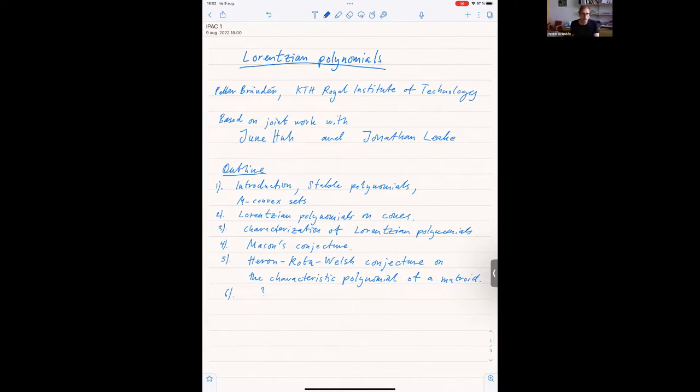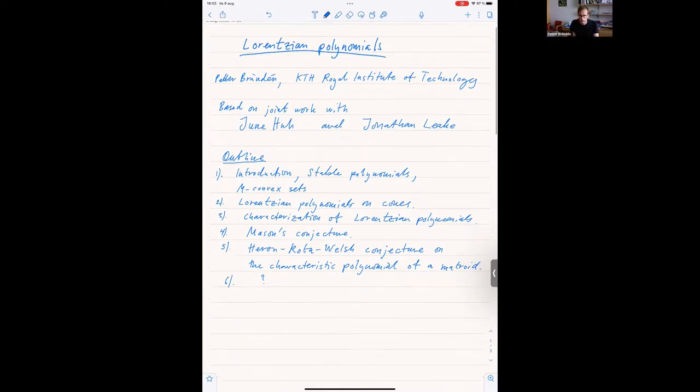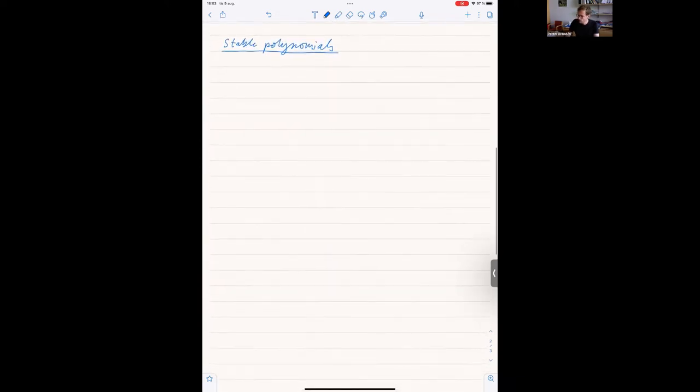Okay. So then I'll start if I can manage. I'll start talking about stable polynomials then. But first, maybe a motivation for why to study these classes of polynomials. In combinatorics, we're interested in sequences of numbers. So maybe this is too small for you, is it? I think that's okay. Size-wise, yeah.